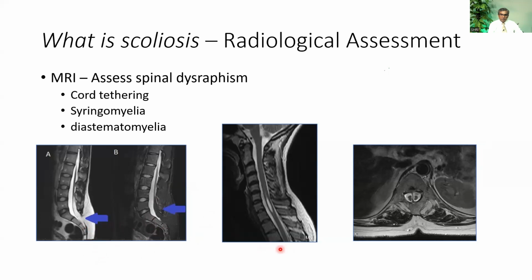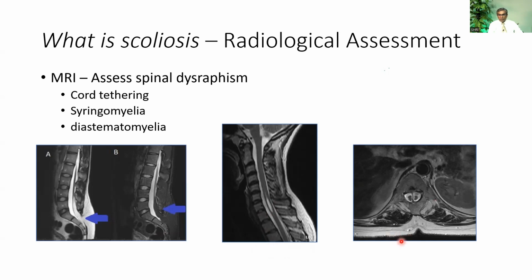And as you can see in the second picture, this is called a syrinx or syringomyelia. This could be associated with scoliosis. If there's a syrinx, then of course it needs to be monitored regularly to see whether it expands. And if it is expanding or causing neurological deficit, you need your neurosurgical colleagues to deal with that.